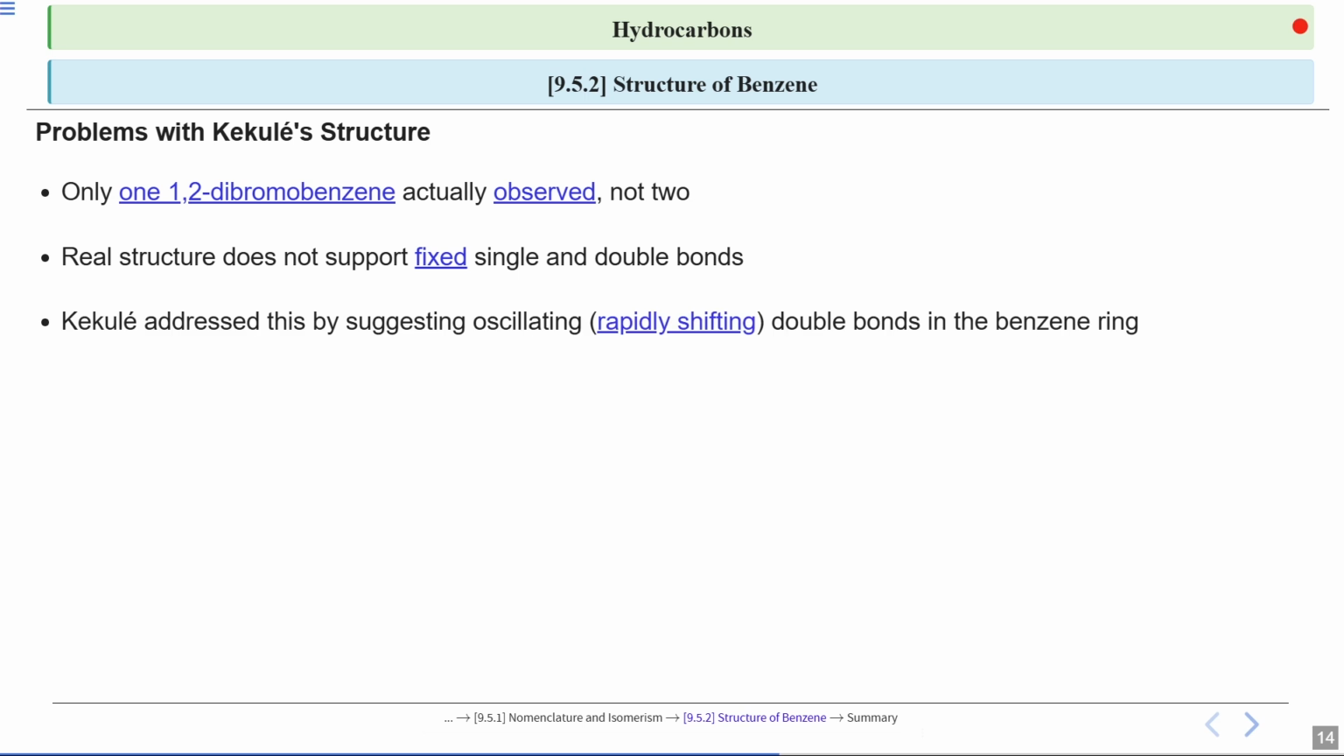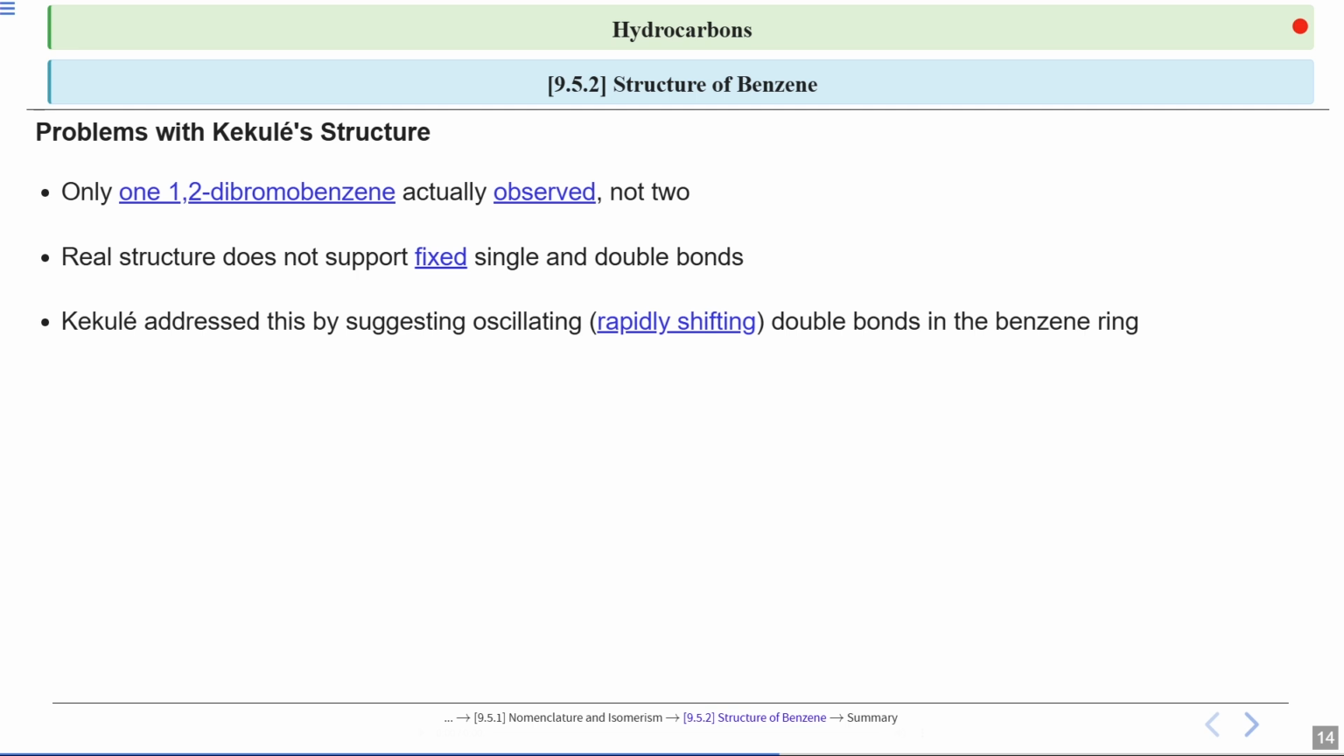Now, Kekule addressed this anomaly by suggesting that the double and single bonds are oscillating, and they are oscillating at a rapid speed. Got it? Therefore, we are seeing the same kind of isomer. This means that the electrons are constantly moving so that the double bonds aren't stuck in one place.